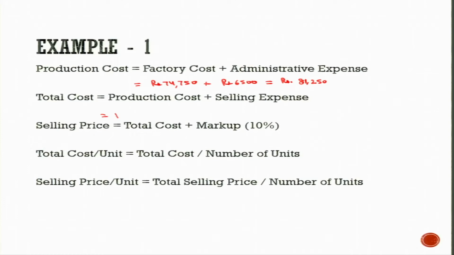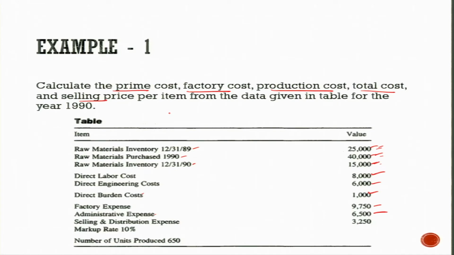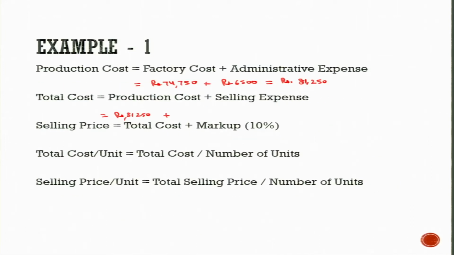Now, this production cost is rupees 81,250. Adding the selling and distribution expense, which is given in the table as rupees 3,250, and the markup rate is 10%, the number of units produced is 650. So, the selling and distribution expense is directly given as rupees 3,250, which means my total cost would be rupees 84,500.